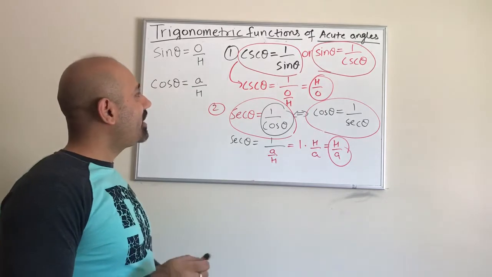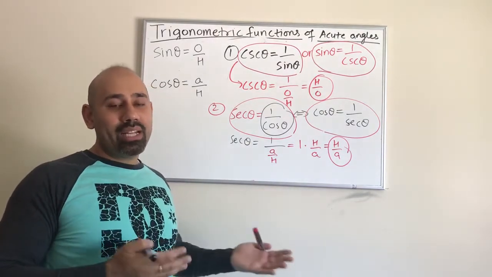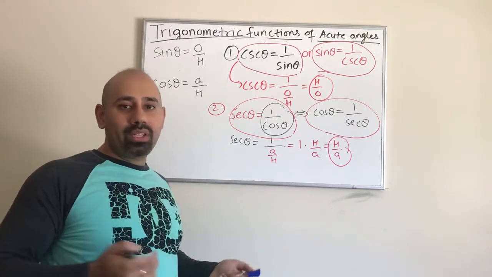I mean, there's nothing really to remember. It's more like understanding that these are reciprocals. What does that mean? That means one of them is 1 over the other one.